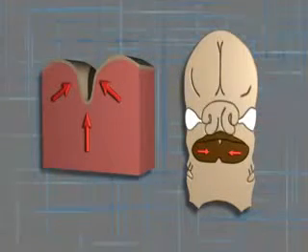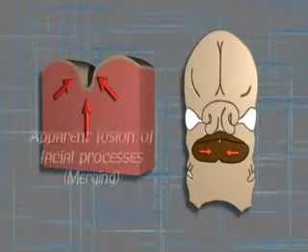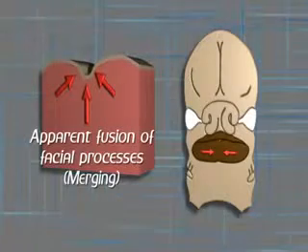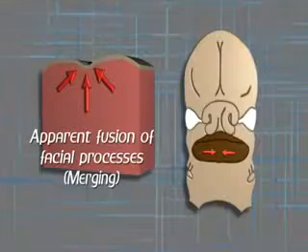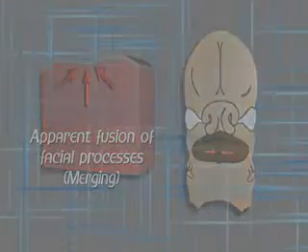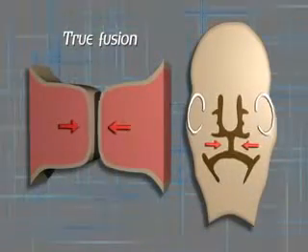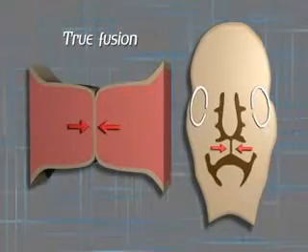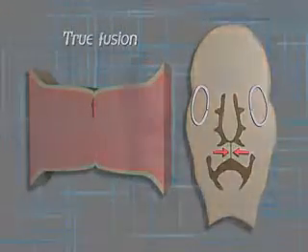The formation of the face is described in terms of the formation and merging of several processes and prominences. The term merging is described as swelling of processes with the elimination of a furrow between them. Fusion, on the other hand, occurs in the union of the palatal processes. Such fusion involves the breakdown of surface epithelium.